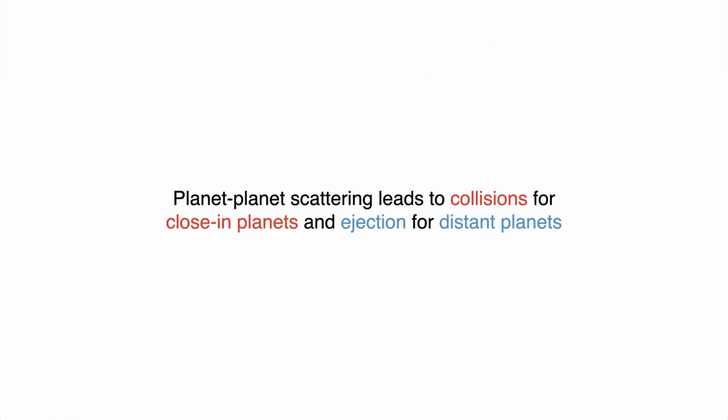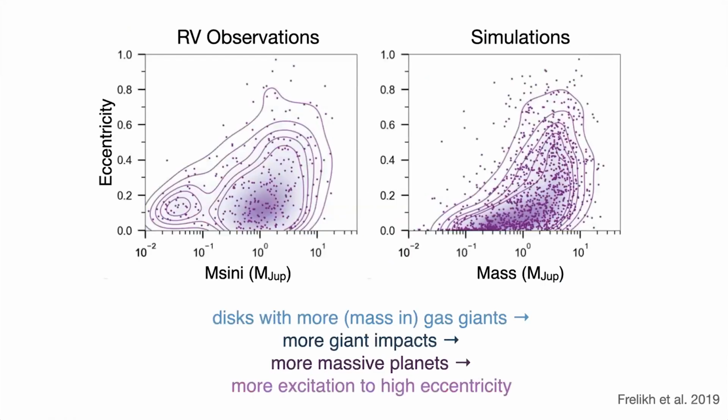So no matter what mass you are, you're going to be colliding close in and ejecting far out. And that goes for giants too. And in all of the planet-planet scattering simulations that people do, you end up with collisions for close-in planets. So I'm not going to go through this whole project, but I'm happy to talk with anyone about it more later.